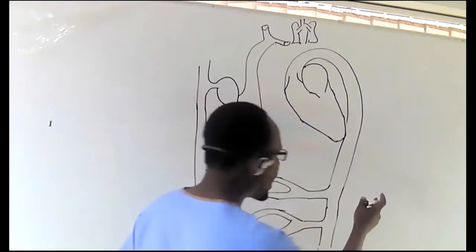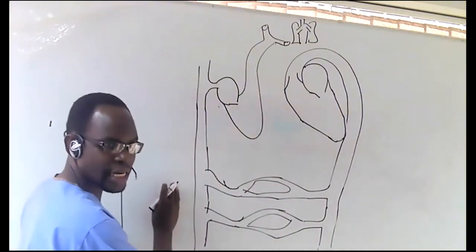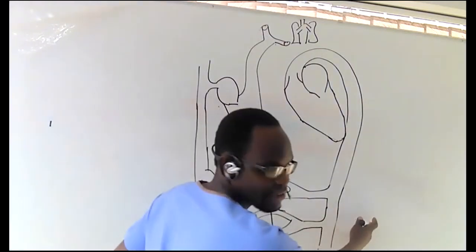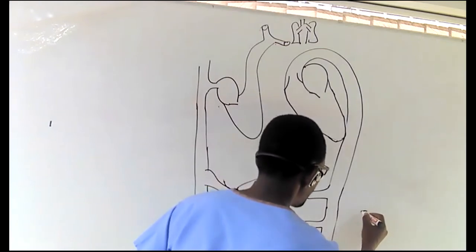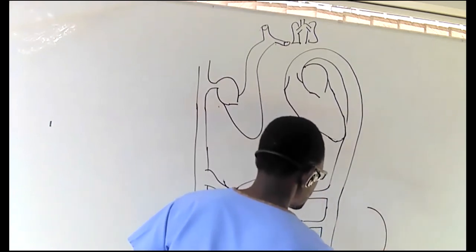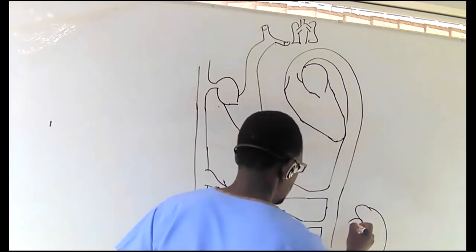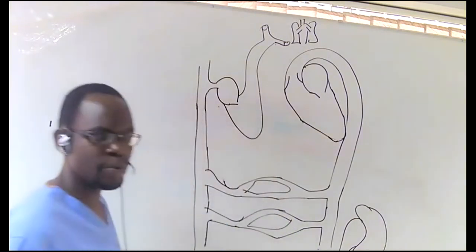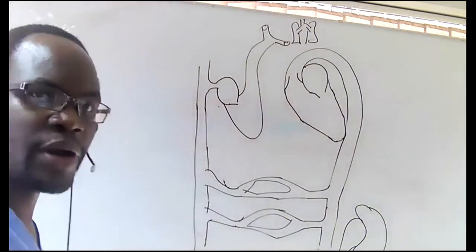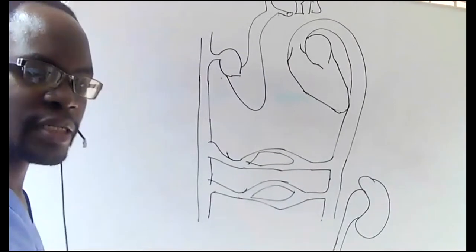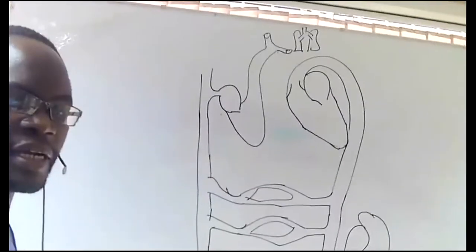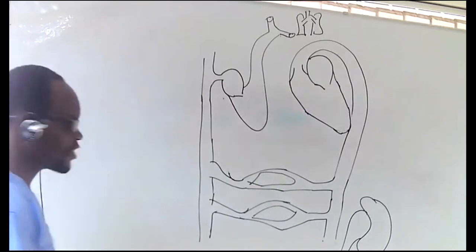If I can also draw the kidneys somewhere where you can see, somewhere here, something like this. I hope you're able to see the kidneys. Let me adjust the camera a little bit so that you can see. So assuming these are your kidneys.